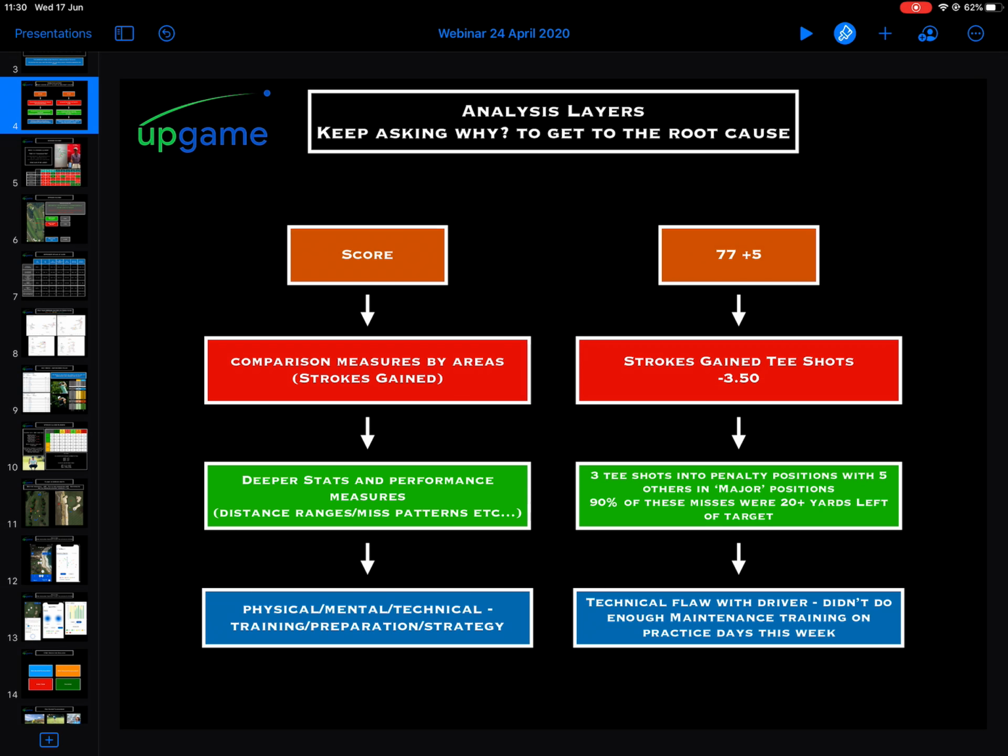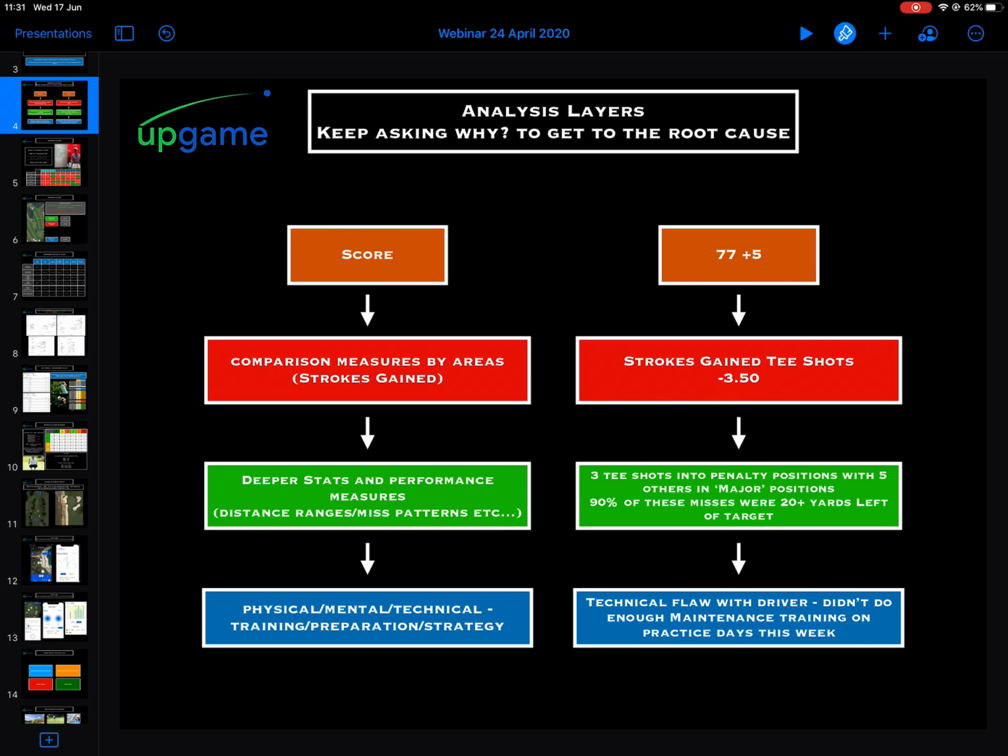Level 3 is some of the deeper stats and performance measures. And this is where I saw some quite big shortfalls in the traditional stats programs that are out there. So, for example, we might want to see where the misses were. Were they in water, were they out of bounds, were they just off the fairway? There's a big difference in those misses. And also what direction they were, were they left, were they right. The only way to do that accurately is to actually know what the player's target is as well. That was something that no app was currently doing until we built Upgame Pro.